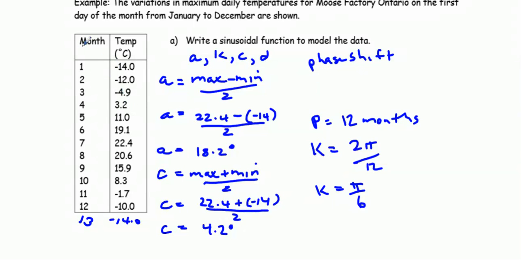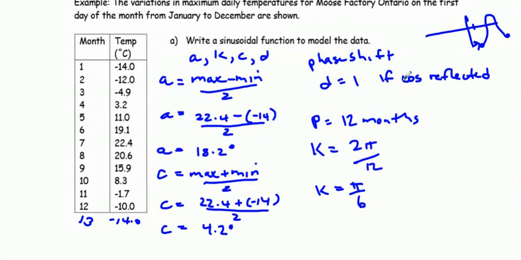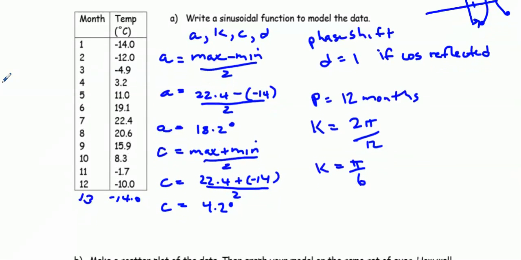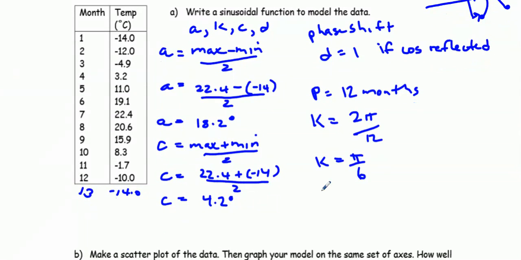Okay. So now our phase shift. Our phase shift is going to be, well, if we visualize this, we're at 1, we're at our minimum, we're going to go up to our maximum, down to our minimum. And so we really did move it over 1 month, okay? So D is going to equal positive 1 if we're using cos reflected. Okay, so you always have to kind of put it in perspective when you're figuring out your phase shift. Decide which function and then whether you're reflecting or not. Okay, so I'm ready to come up with a sinusoidal function here.